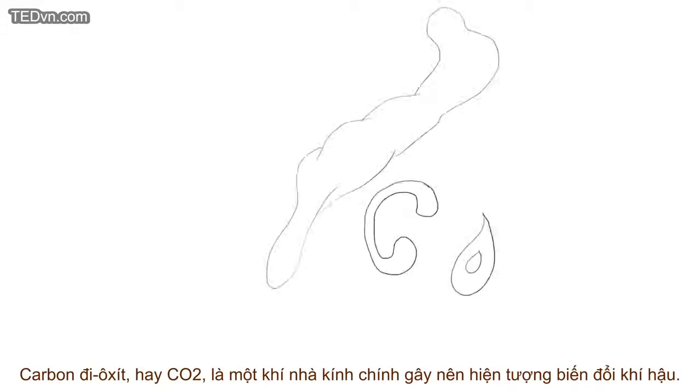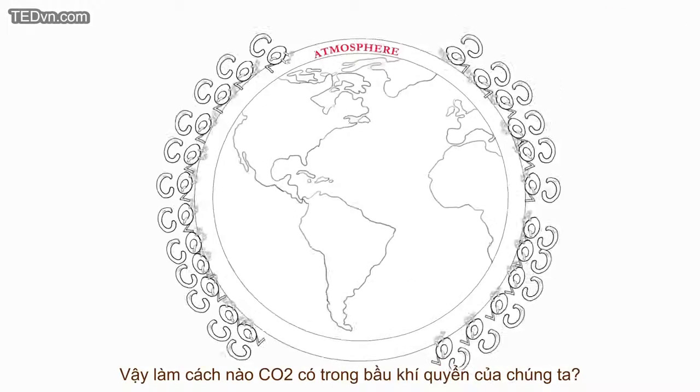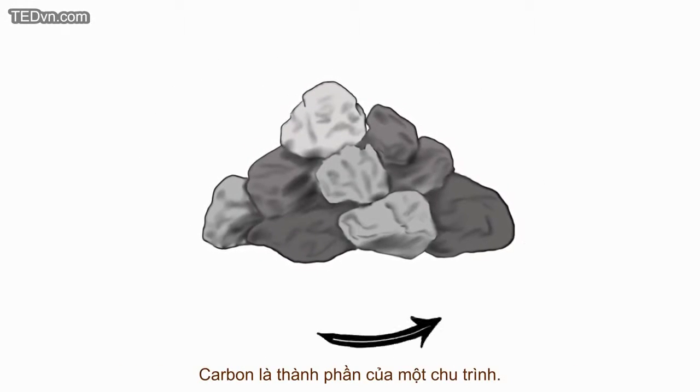Carbon dioxide, or CO2, is the main greenhouse gas in climate change. So how does CO2 get into our atmosphere? Well, carbon is part of a cycle.